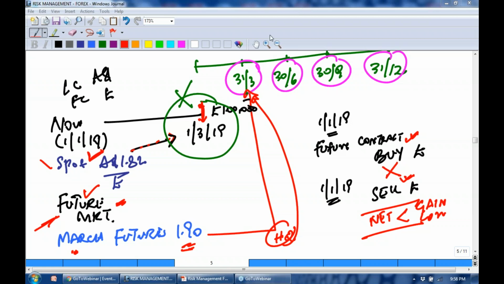Once again, if we go to the future market, although we have to accommodate according to the market, it's tradable. At any time, we can trade our contract. Once again, in a clear manner, the important thing.